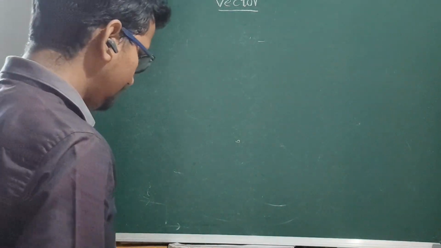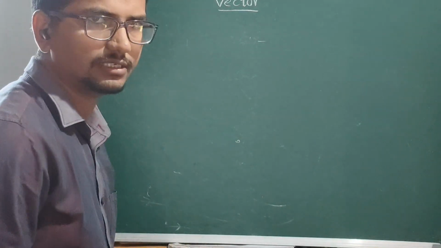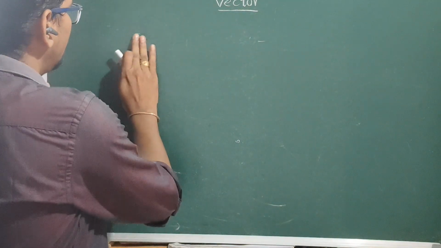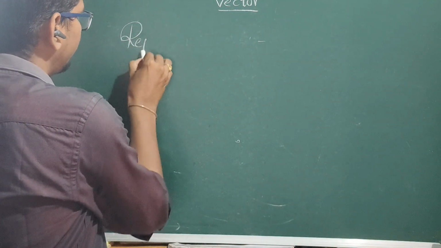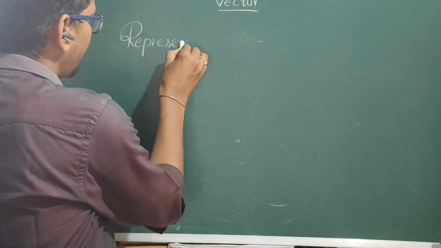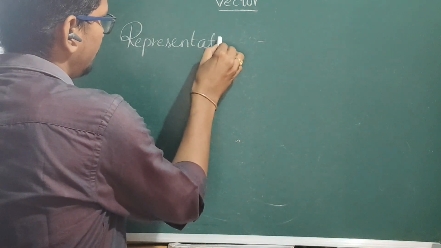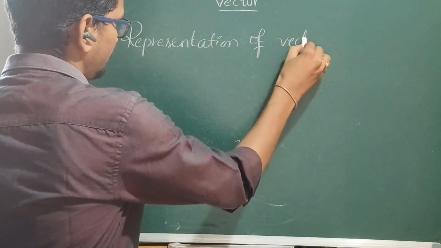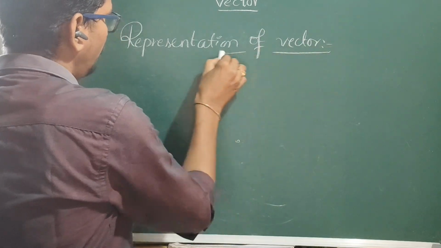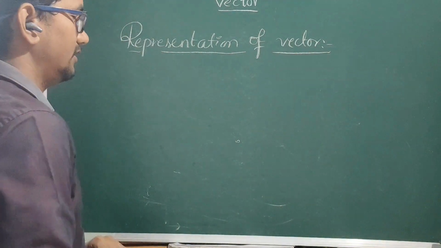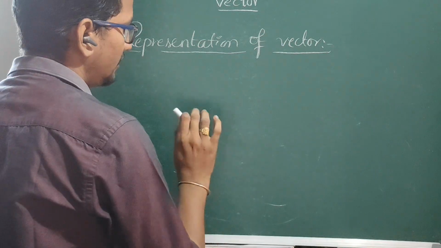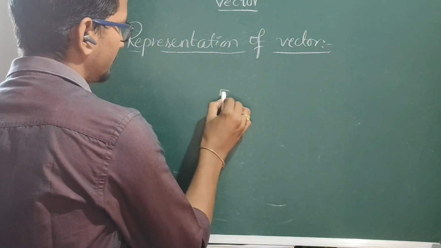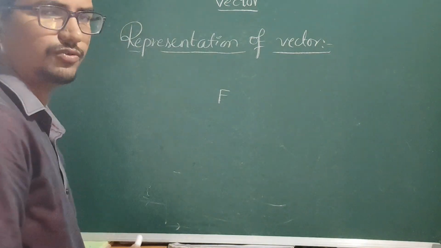And next one, we need to learn the representation of vector. But how do we represent a vector? See, for example, if force is there, or any vector is there, that is force. Force is a vector quantity.